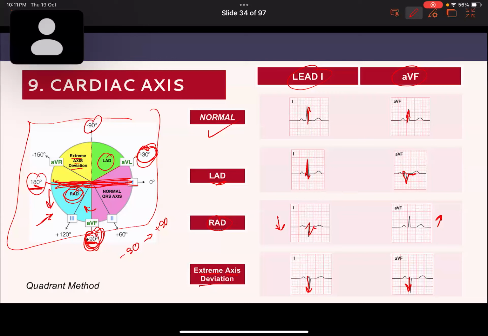Do you guys have any questions about the quadrant method before we move on? Can you repeat how to differentiate between LAD and RAD? Oh, okay. So for the left and right axis deviation, look at this cardiac axis circle, let's call it. We know that this is the normal QRS axis.